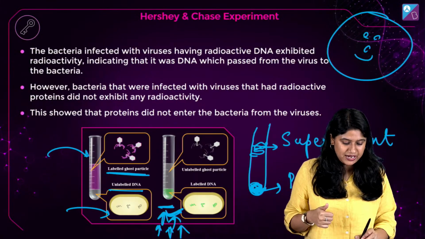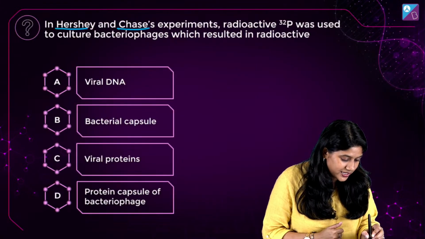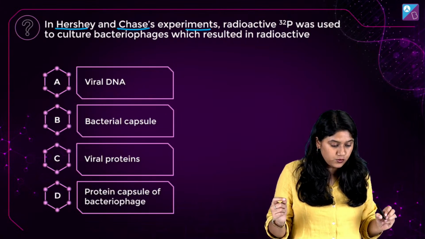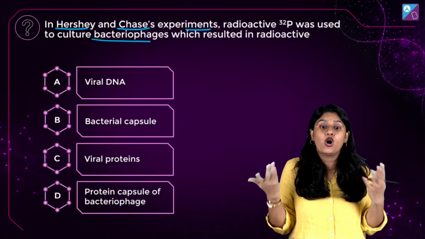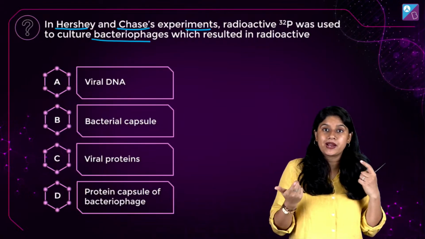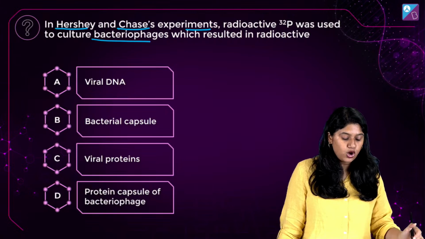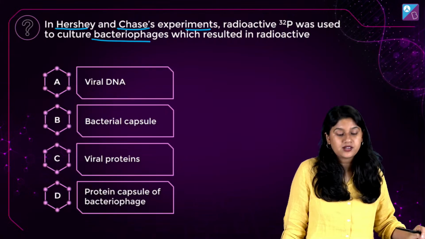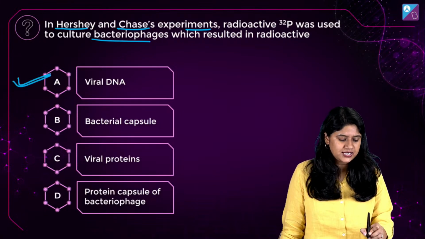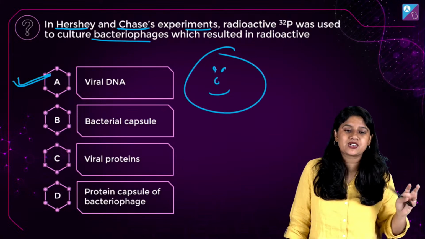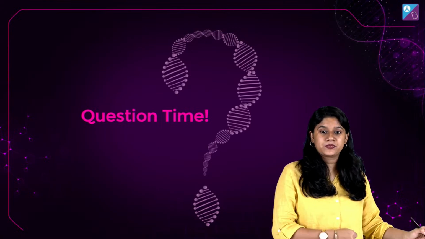Now everyone, question time for us. चलिए, here we have a question for all of us. In the Hershey and Chase experiment, radioactive P32 was used to culture bacteriophages, which resulted in radioactive what? Viral DNA, bacterial capsule, viral protein, or protein capsule of bacteriophage. Which one of these is the correct answer? Option A लॉक करें. It's an easy question. A very quick revision. Very good. That's viral DNA. चलिए, next question everyone.